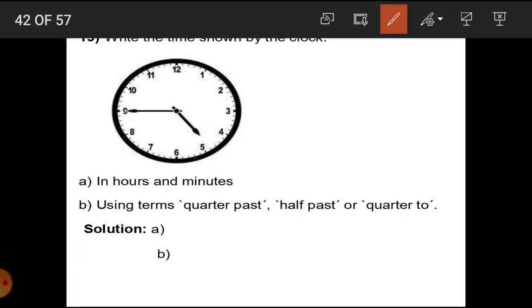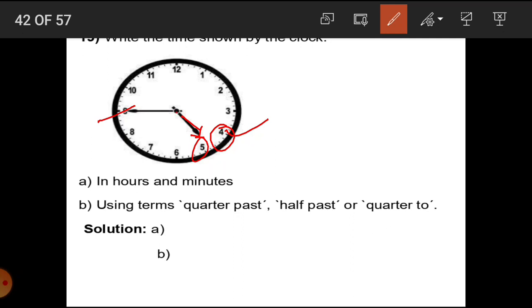Now if you observe this clock, you will see the minute hand is between 4 and 5. We know when it is between 4 and 5, we take the previous number. And the minute hand is at 9. That means it is 45 minutes past 4. You can read this as 45 minutes past 4.